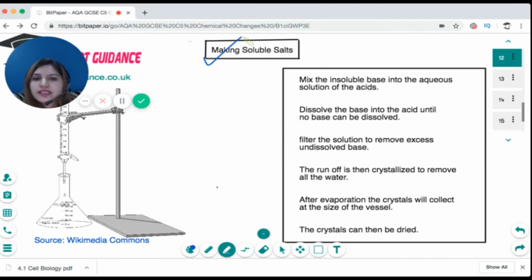To make the soluble salts, you add the insoluble base into the aqueous solution of the acid until all the base dissolves. When the base does not dissolve, you stop there. You filter the solution to remove excess undissolved base.